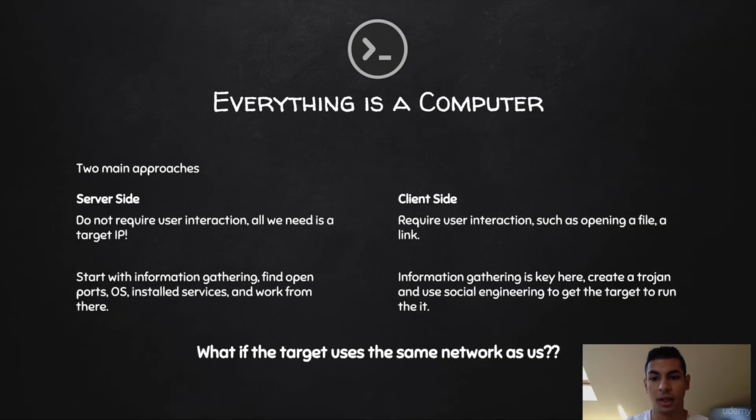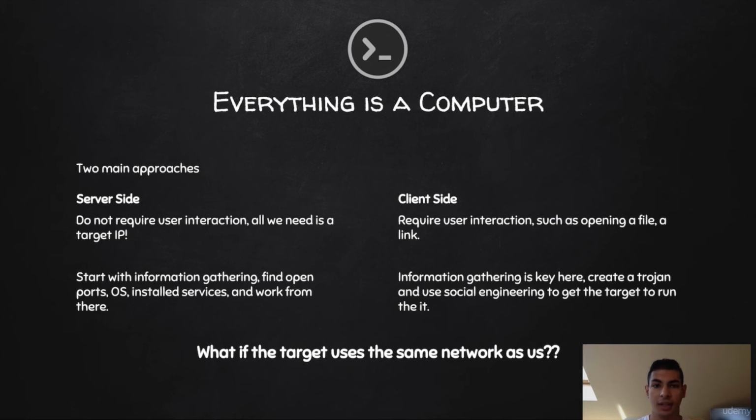So we're going to be talking about attacking these devices from two main sides. The first approach that we're going to use is the server side. On this side, it doesn't require any user interaction. We're going to have a computer and we're going to see how we can gain access to that computer without the need for the user who uses that computer to do anything. This mostly applies to web servers and applications and devices that don't get used much by people. So people basically configure them and then they run automatically.